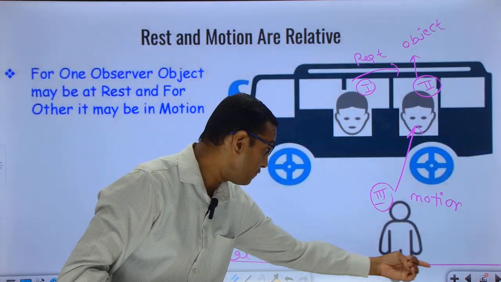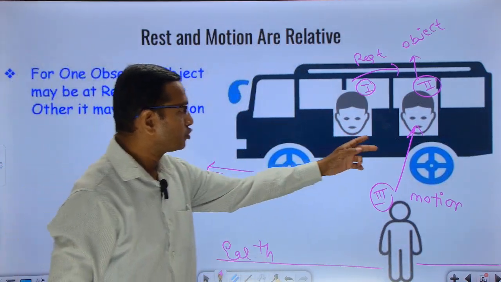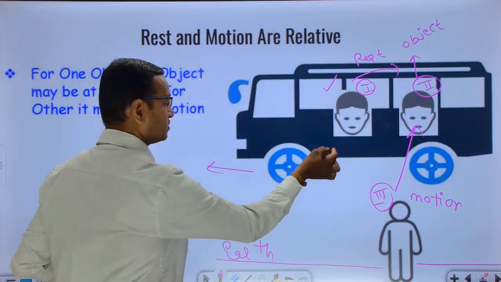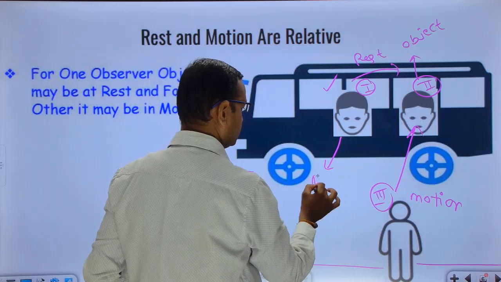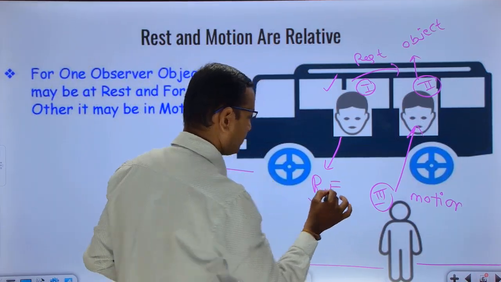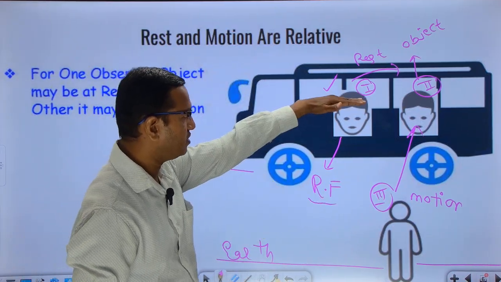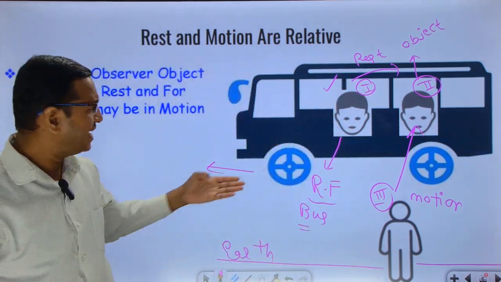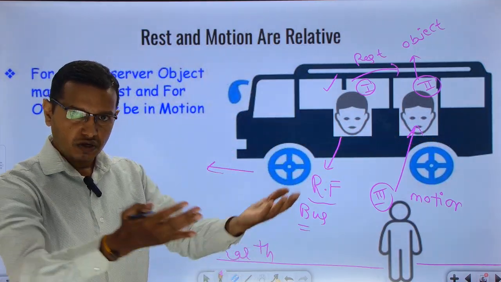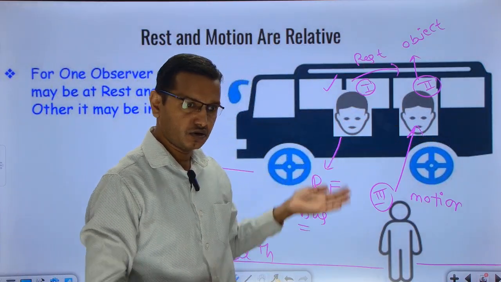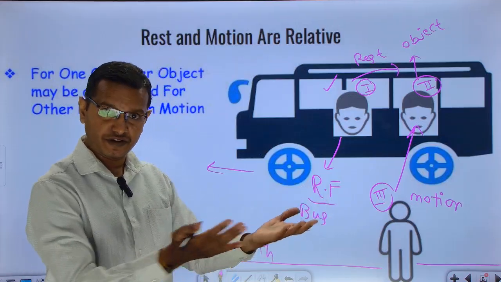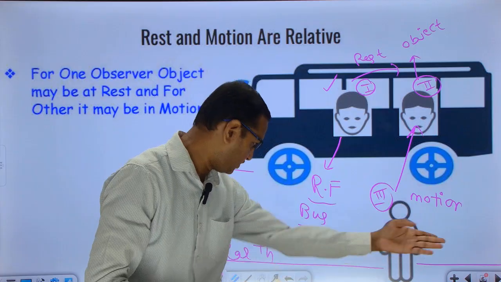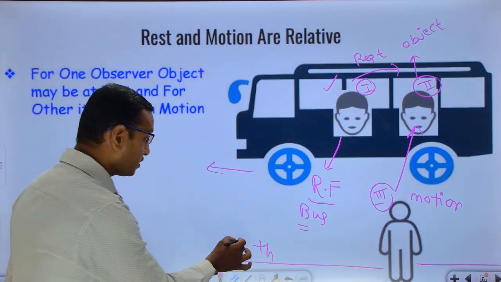Why? Because the reference frame is different. For the first person, the reference frame is the bus. I'm calling it RF for short, reference frame. So for this guy, the reference frame is the bus itself on which he is sitting, or the entire chairs, all the persons, all the things which are on the bus, the framework. That itself is nothing but the reference frame. Now, for this person who is standing on the road, the earth itself is the reference frame.